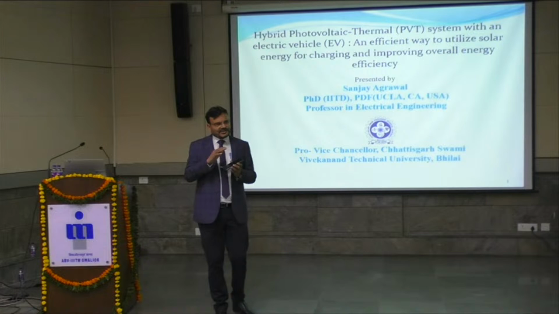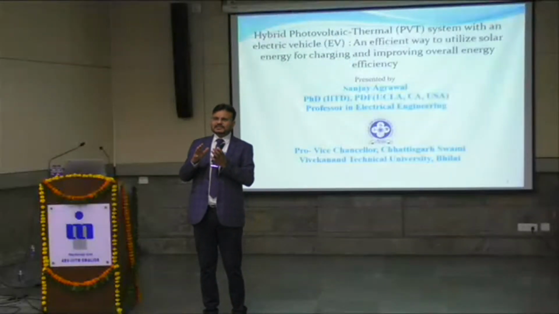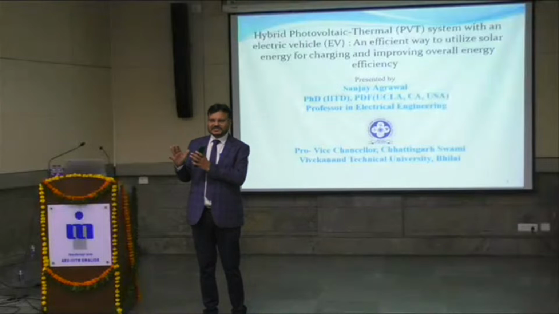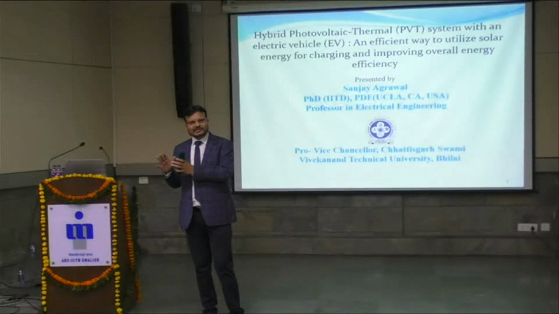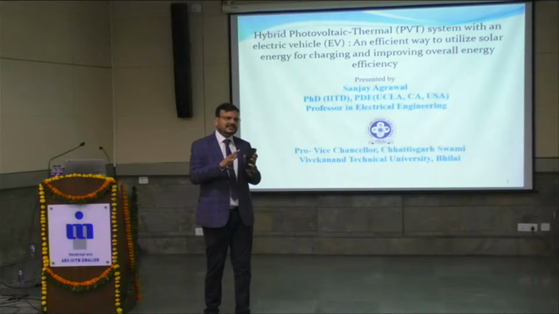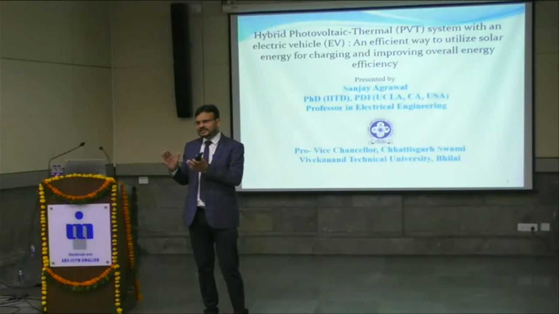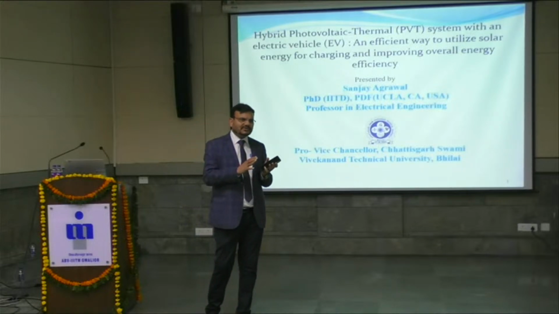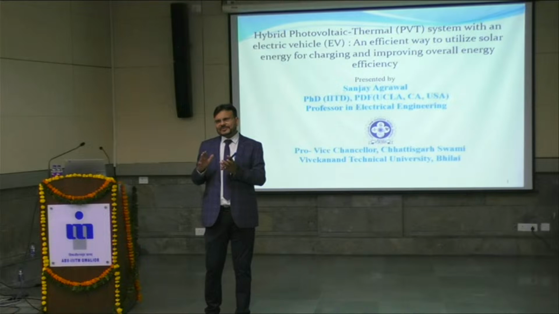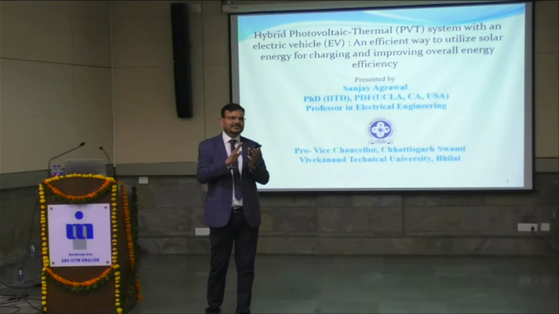So as I am saying, the temperature matters. Suppose it is said that the electrical efficiency is 18%. If anybody quotes 18% or 20% electrical efficiency, this efficiency is always at standard test condition. And what are those standard test conditions? If solar radiation is 1000 watt per meter square and ambient temperature is 25 degrees centigrade, then you will get the maximum electrical efficiency of the solar cell.